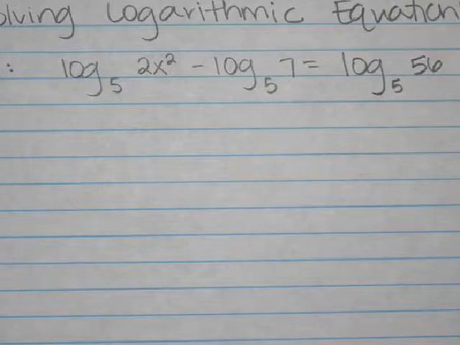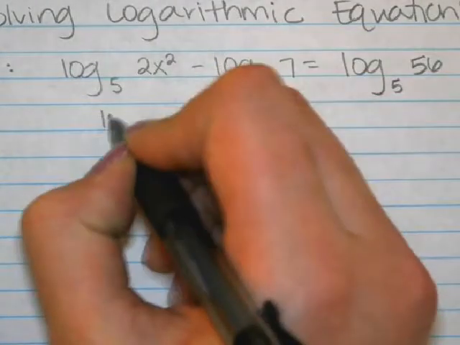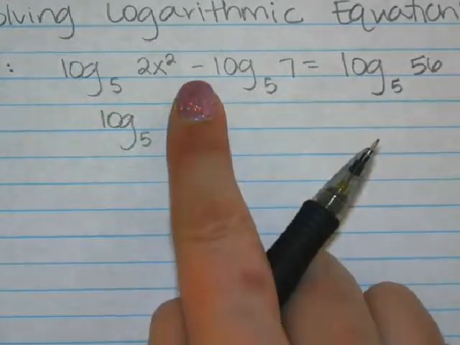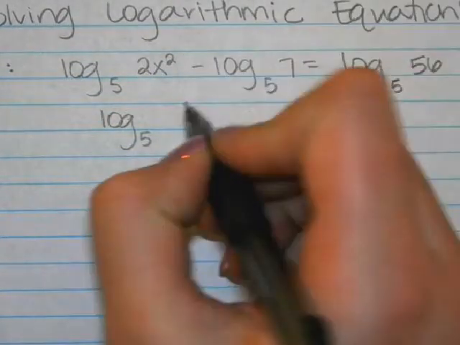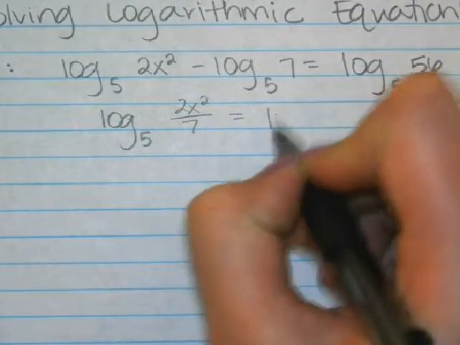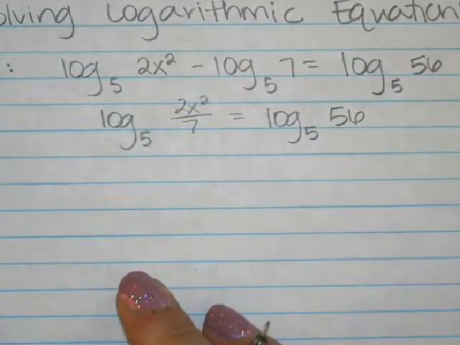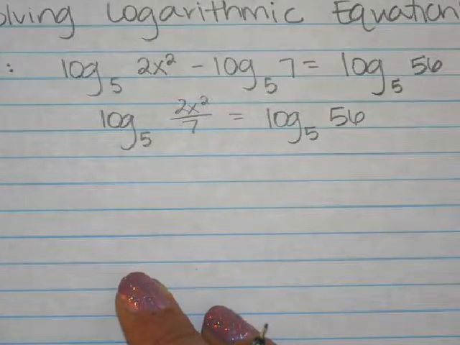No. So we have to condense the left side because there are 2 logs on the left side. So I only get to write log base 5 one time. And it's a subtraction problem, so what should I write? Divide. So we have log base 5 of 2x squared divided by 7 equals log base 5 of 56. And you would not be able to do that if they were different bases.